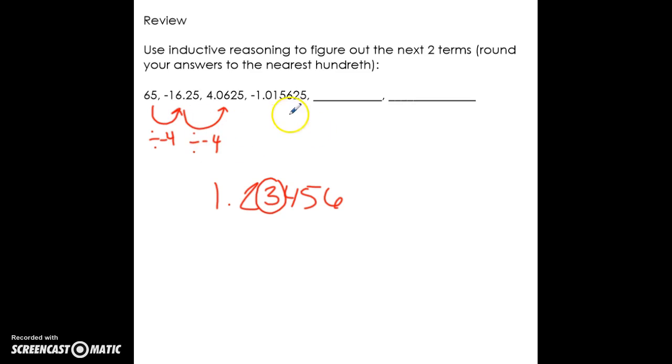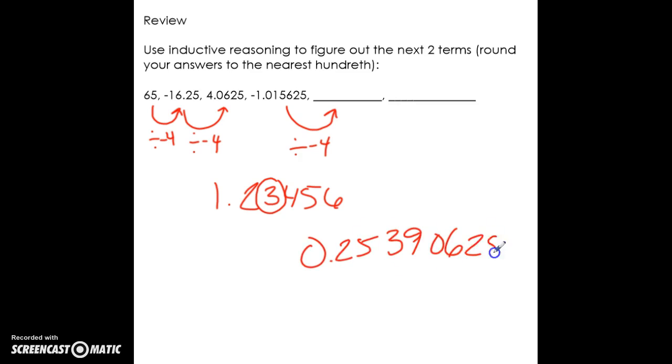So my rule is dividing by negative 4, so I'm going to take this term and divide by negative 4 as well. Negative 1.015625 divided by negative 4. And the number comes out to 0.25390625 is what my calculator will show me.